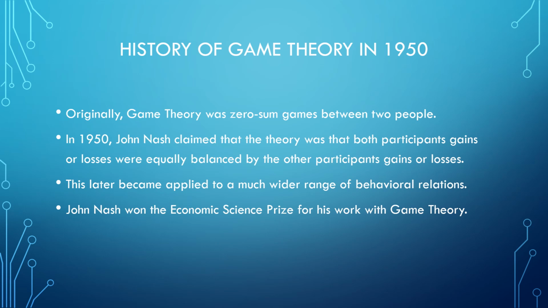History of game theory in 1950. Originally, game theory was zero-sum games between two people. In 1950, John Nash claimed that both participants' gains or losses were equally balanced by the other participants' gains or losses. This later applied to a much wider range of behavioral relations. John Nash won the Economic Science Prize for his work with game theory.